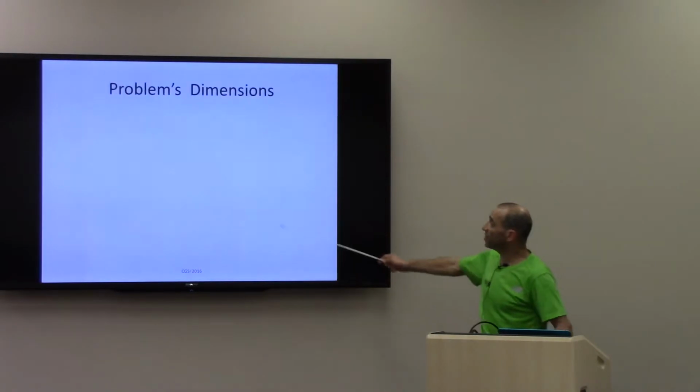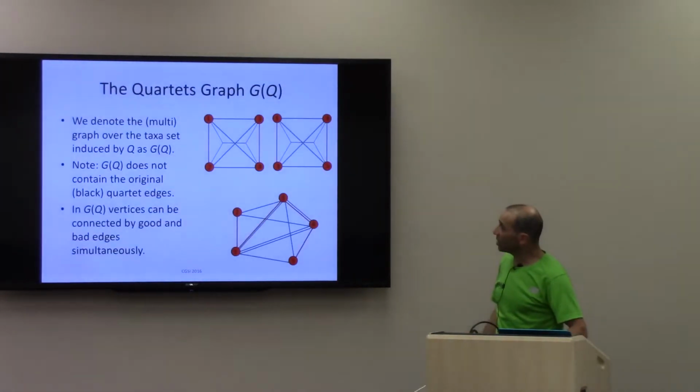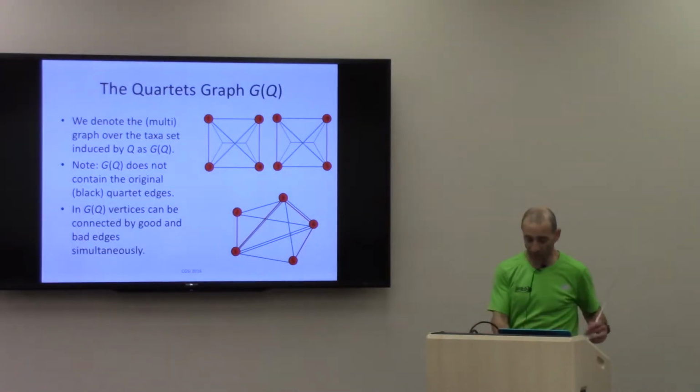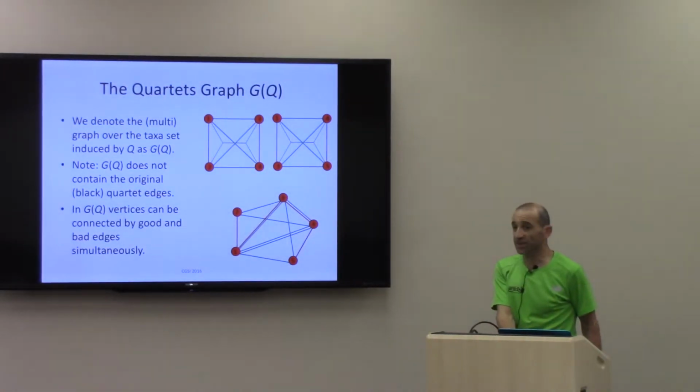In G of Q, vertices can be connected by good and bad edges simultaneously. As you see, we just sum the weights of the quartet edges.